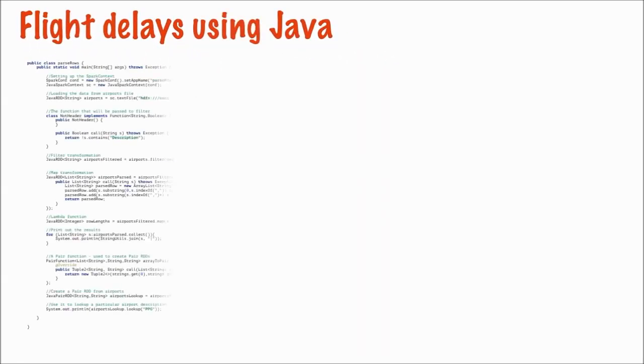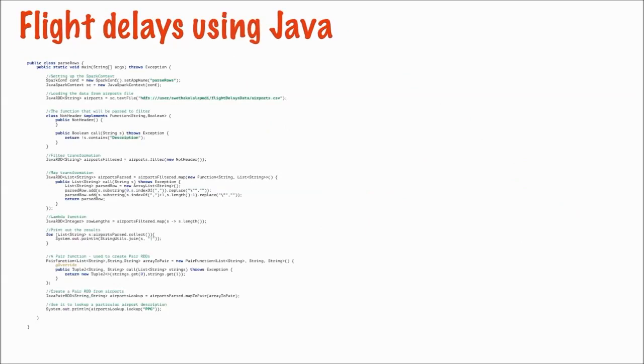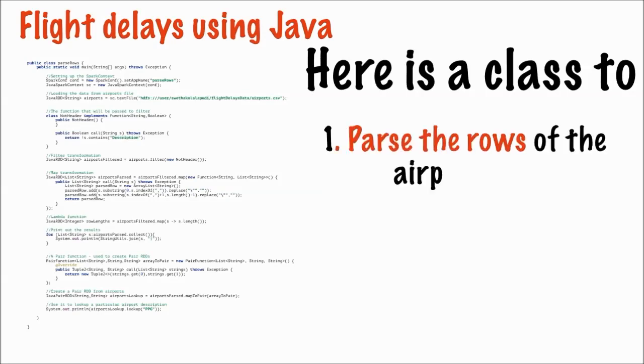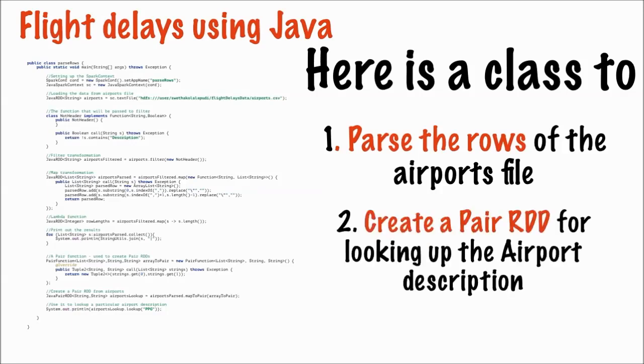In order to work with Java, you have to set up a Java class. That should be no surprise to anyone who's familiar with Java. All the code that you write is within a class. What you see on screen is a class which parses the rows of the airports file. If you remember the airports file, which has a mapping from airport ID to airport description, it then creates a pair RDD for looking up the airport description given its ID.